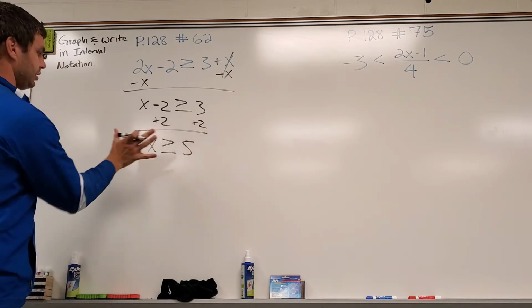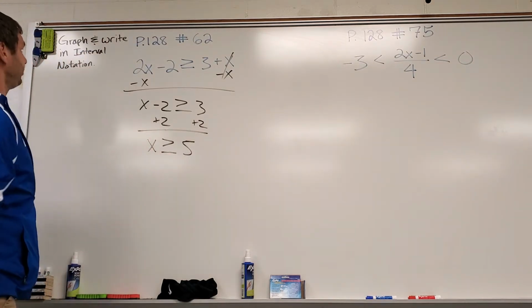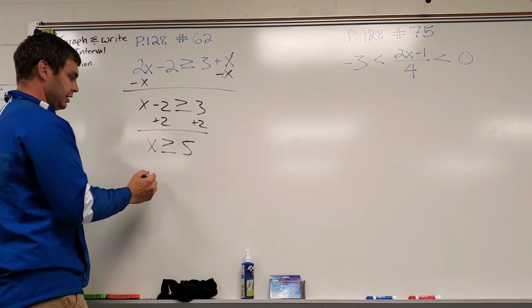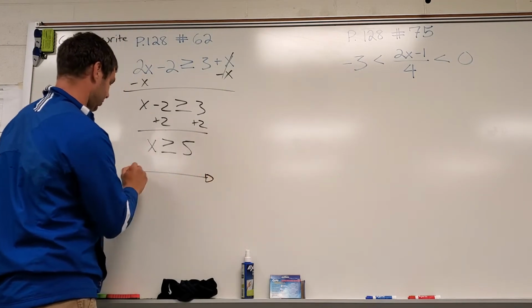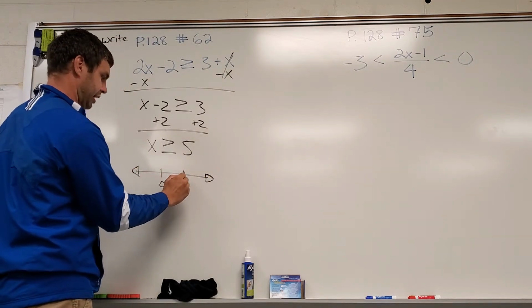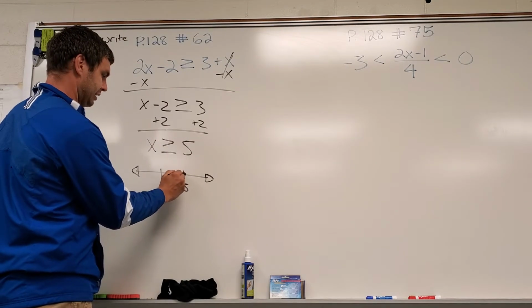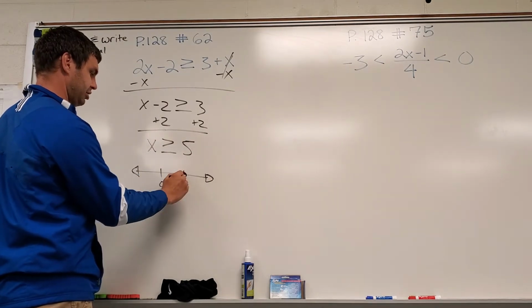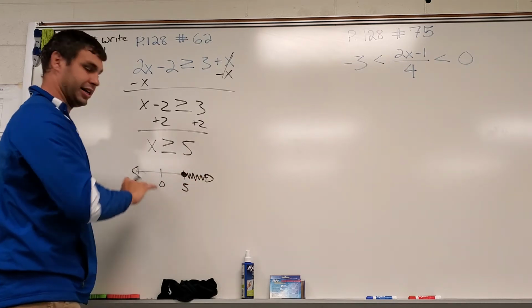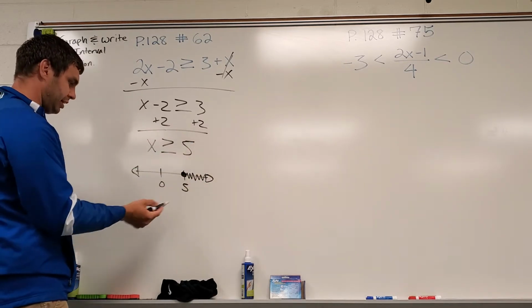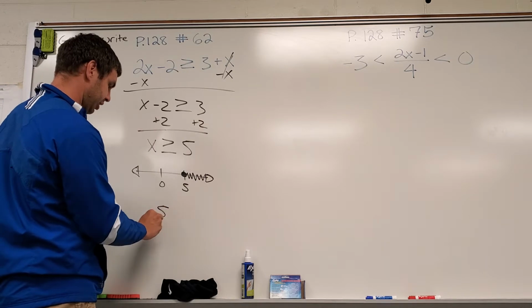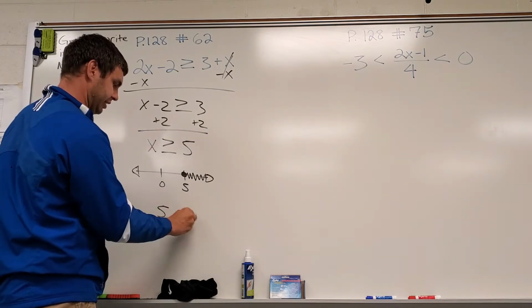All right? So we can't just stop there. We do have to write it in interval notation and graph it. So real quick, the graph of this one, I always like to put 0 on my graphs along with the number I'm working with. It's going to be a closed dot. This one is greater than, so we're shading all the values greater than 5. The interval notation of this, we're going to start at 5 and go all the way to positive infinity.